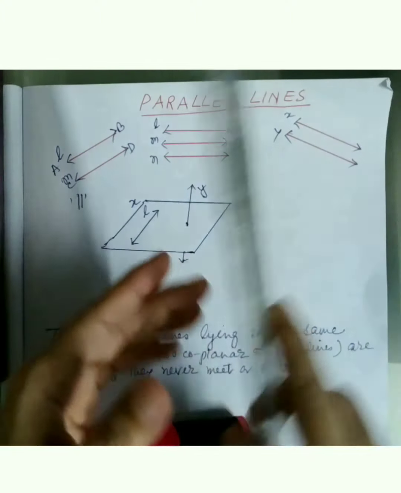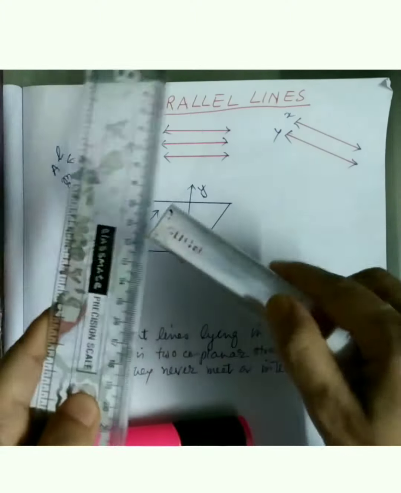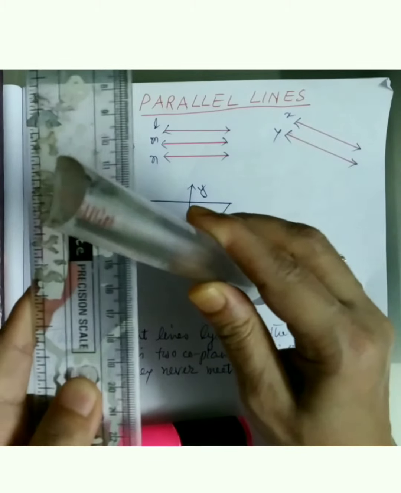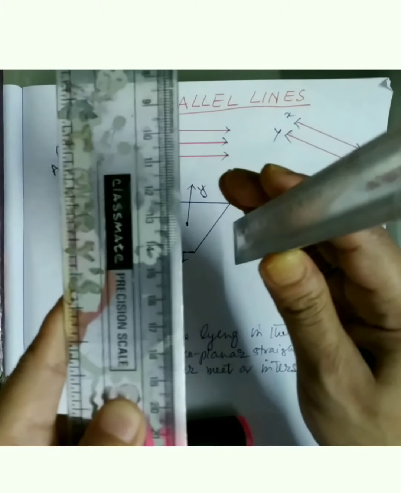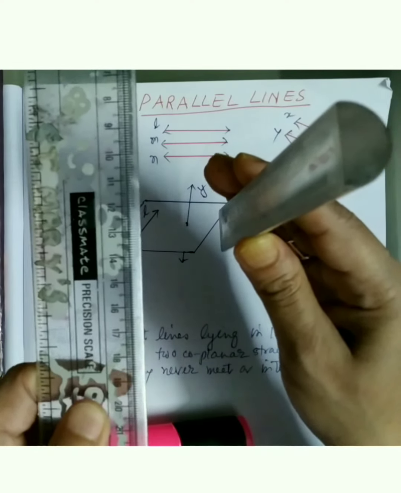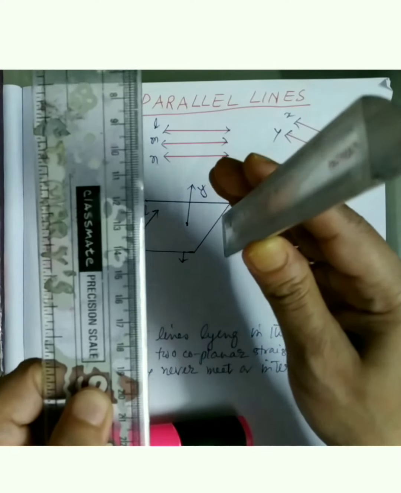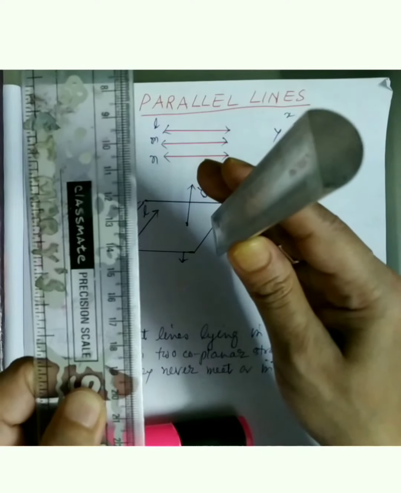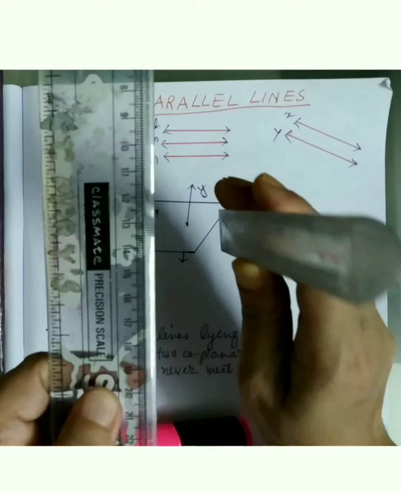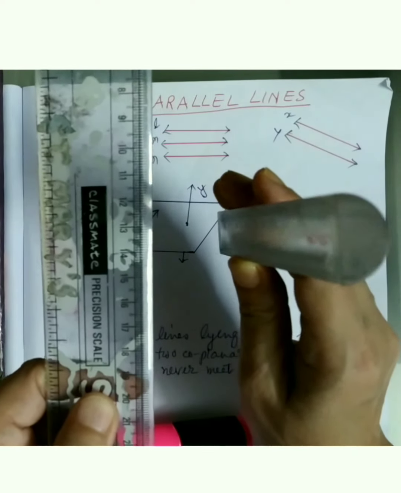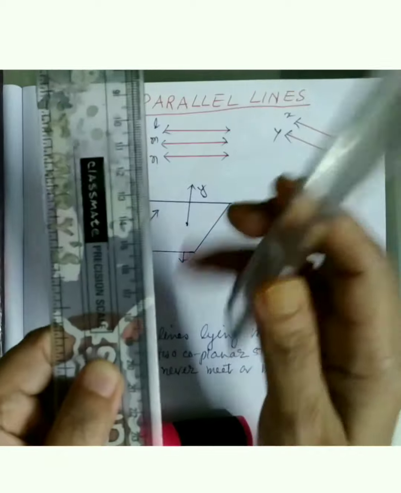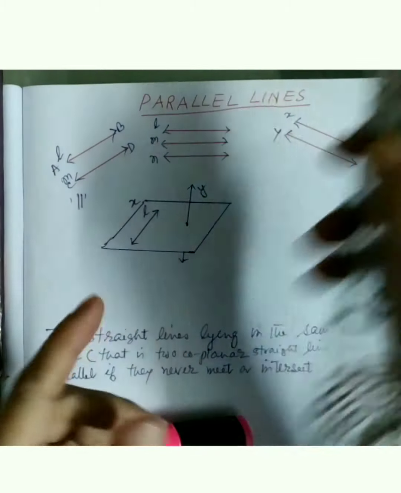I'm showing you another example like this. You see, if this is a line, here L, and this one will be Y. This one is perpendicular to this L, but the thing is that they never meet. You see, they won't meet at any point. However far they are extended or produced, they are not going to meet. But still, we are not telling they are parallel lines. Why? Because they are in different planes. So this is in one plane, this one is in another plane. So we are not telling they are parallel lines.